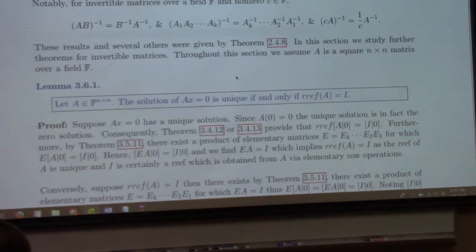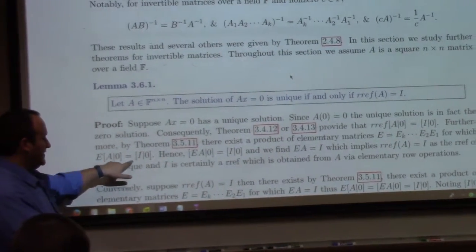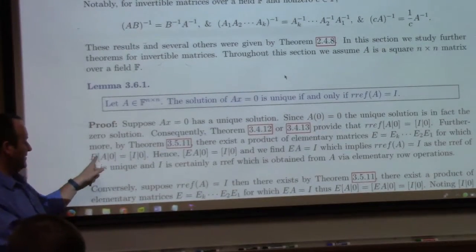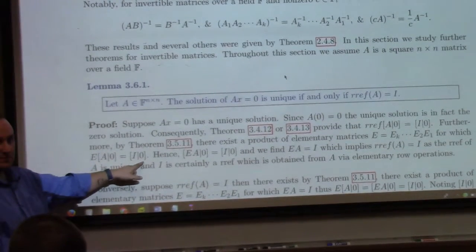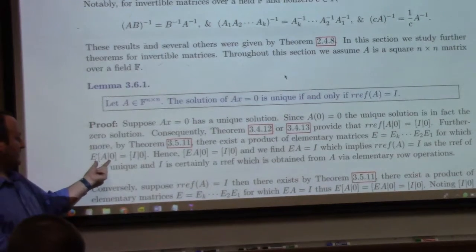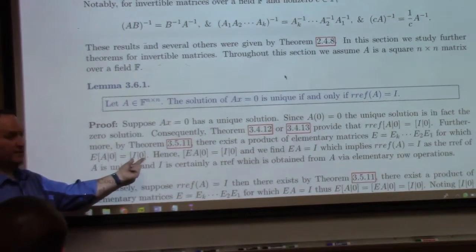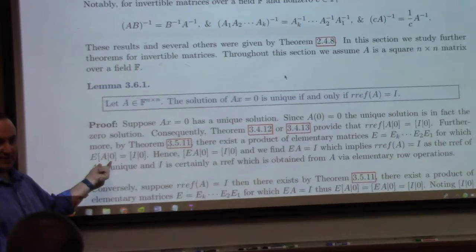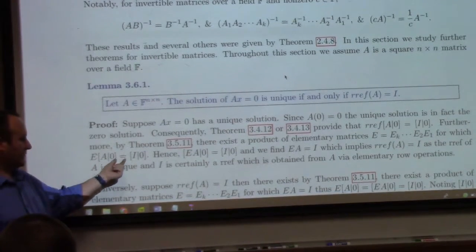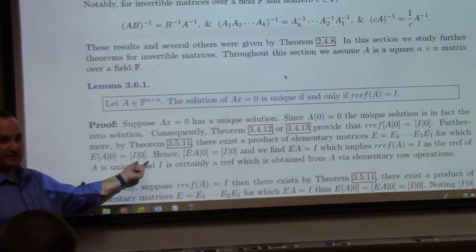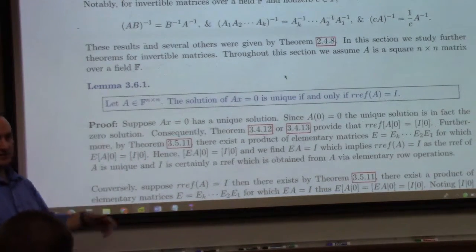I suppose the other direction, starting on this side, if RREF of A is I, that means that I have elementary matrices E1 through EK such that when I take EA, it simplifies to I. But of course, when I take E on 0, it simplifies to 0. And this is the reduced row echelon form of the augmented coefficient matrix of A by 0. And of course, we can read from that that the solution is 0, and that's the only solution. So that's the converse direction.